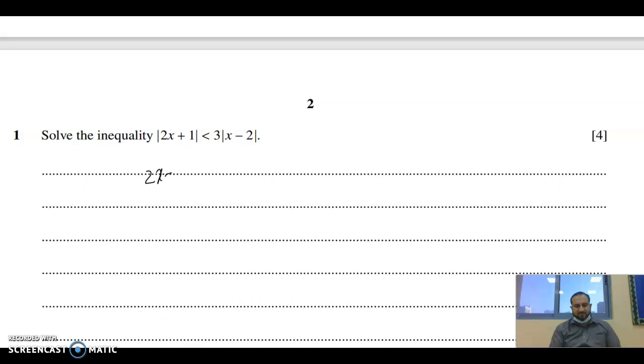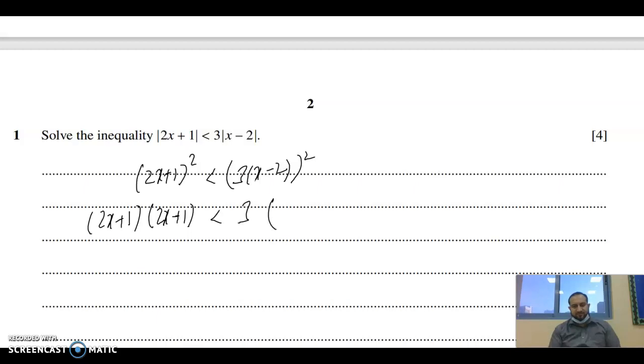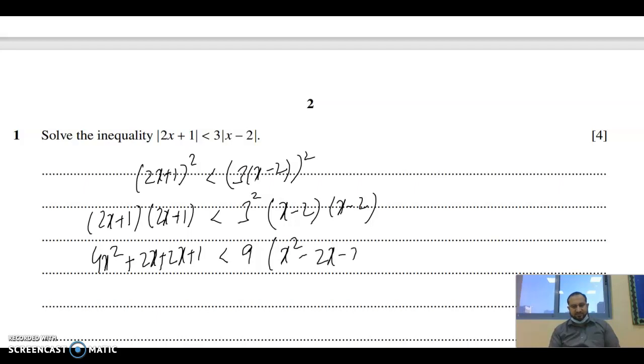Here, let's say we can square on both sides. We're gonna square here, and we can expand the square, so you can simply expand, or you can expand using the FOIL method. So 3 times x minus 2 times x minus 2, so 3 squared as well. Here we will get 4x squared plus 2x plus 2x plus 1, and this will be 9x squared minus 2x minus 2x and then plus 4.